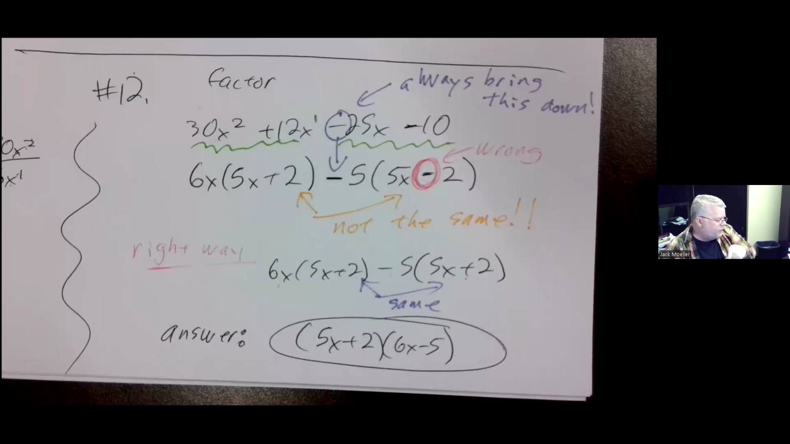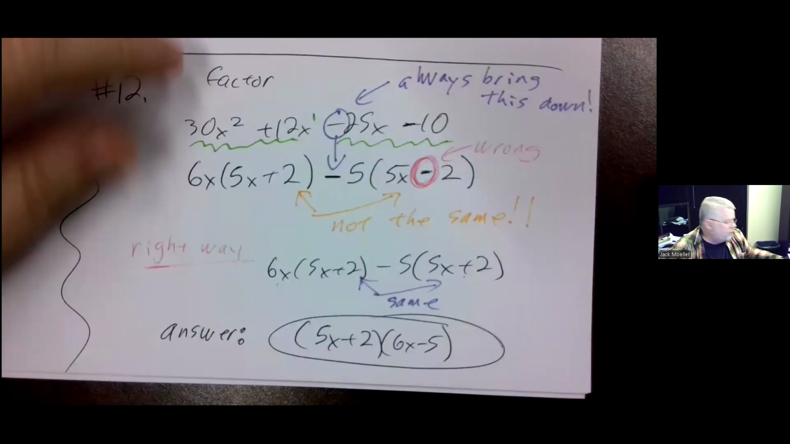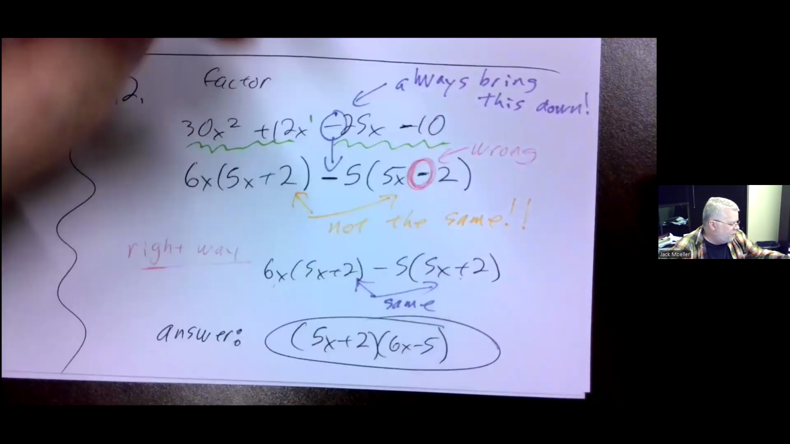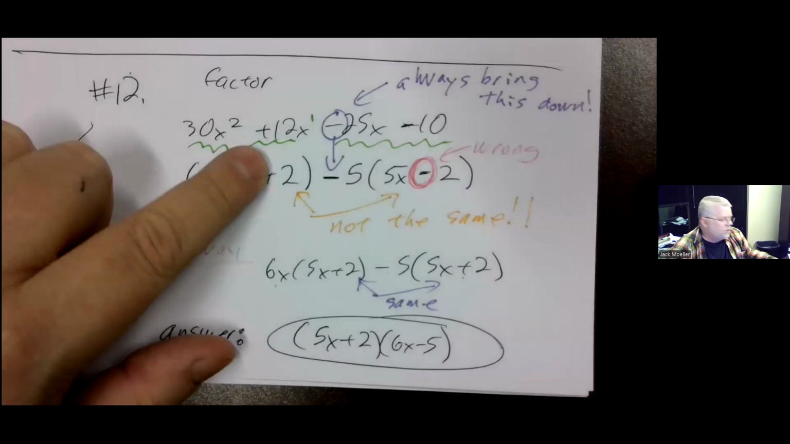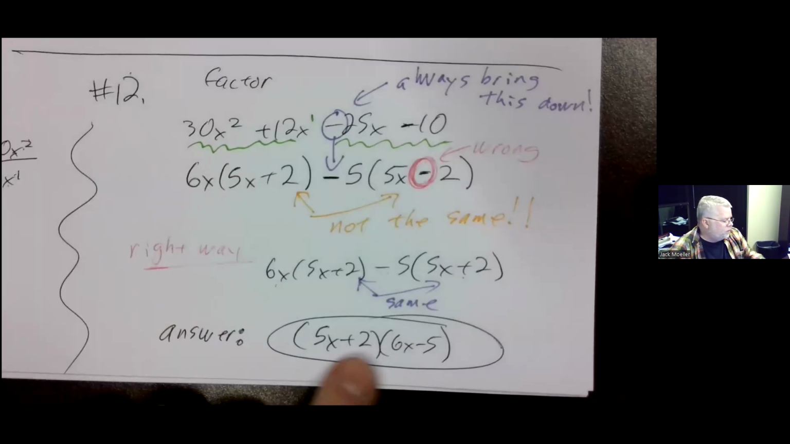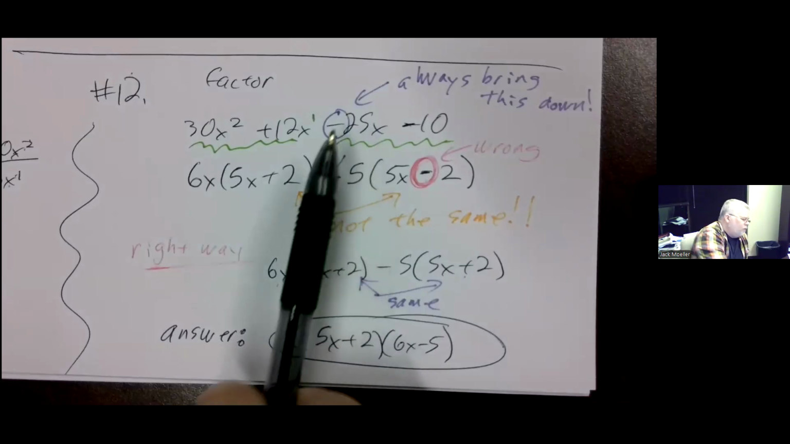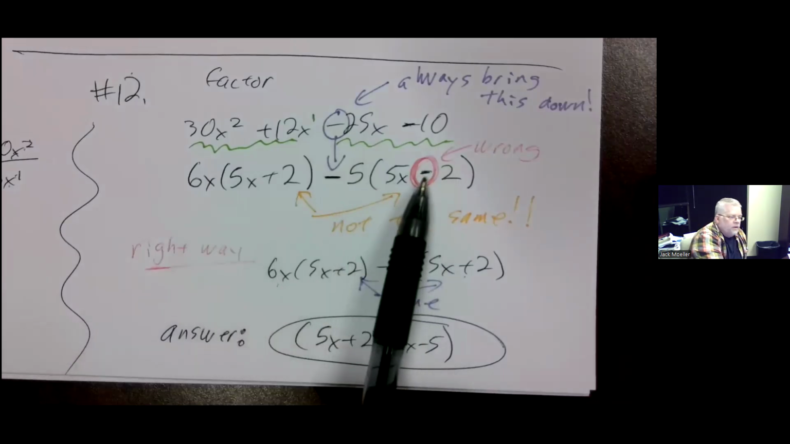Well, FOIL it out. So 5x times 6x gives us 30x squared. 5x times minus 5 gives us the minus 25x. 2 times 6x is where the plus 12x comes from. And 2 times minus 5 is where the minus 10 comes from. Okay. So watch out for that middle sign being negative, because very often that leads to a mistake there.